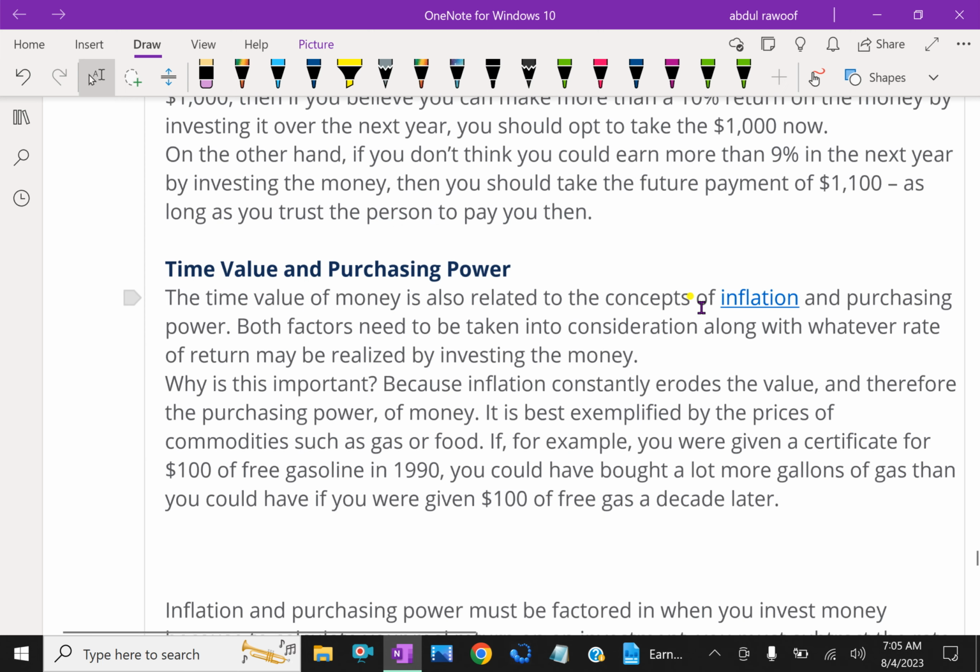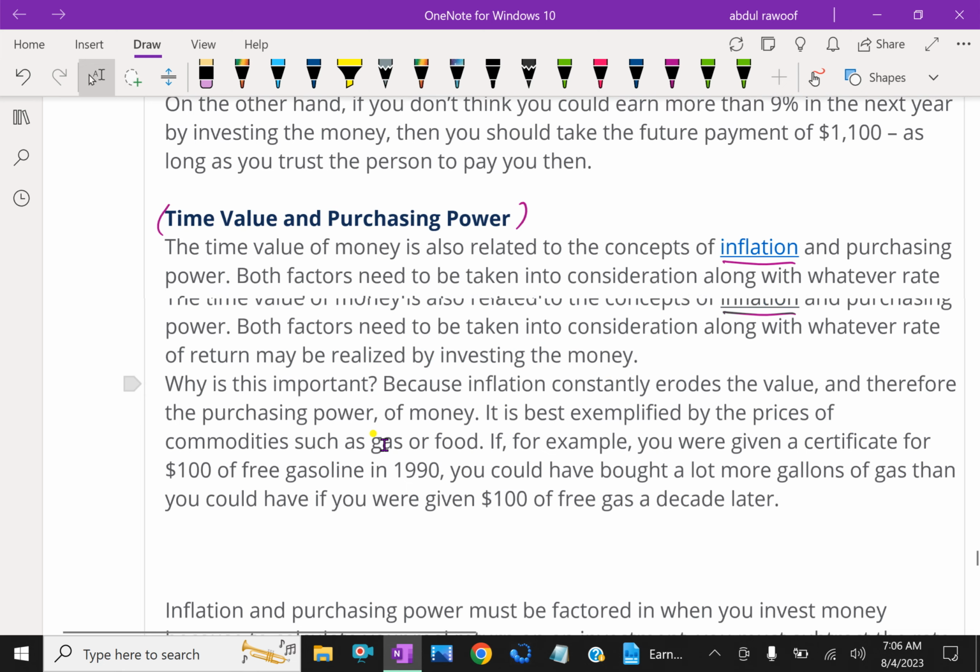Time value and purchasing power. Money has some time value as well as purchasing power. The time value of money is also related to the concept of inflation and purchasing power. Both factors need to be taken into consideration, along with whatever rate of return may be realized by investing the money.